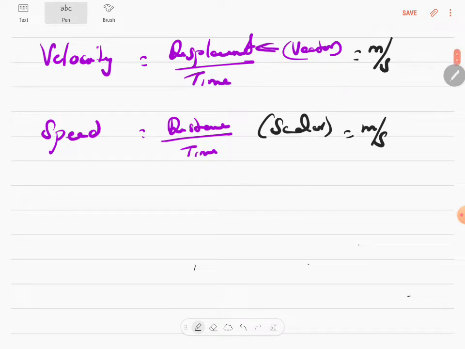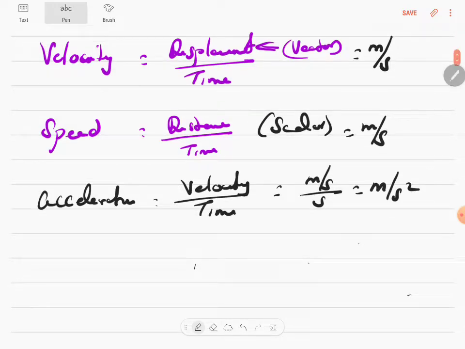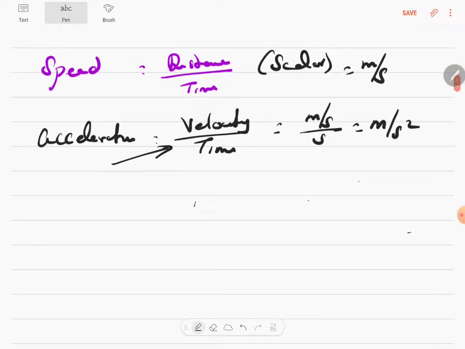Okay, so then let's go to acceleration. Acceleration is velocity by time. That's the rate at which you're accelerating a car. Velocity itself is meter per second divided by second, therefore meter per second square will be the SI unit for acceleration.